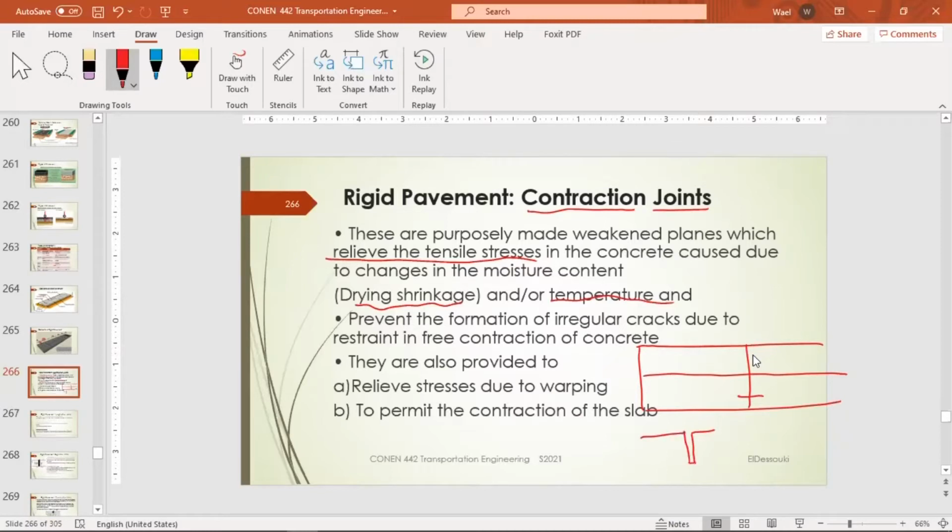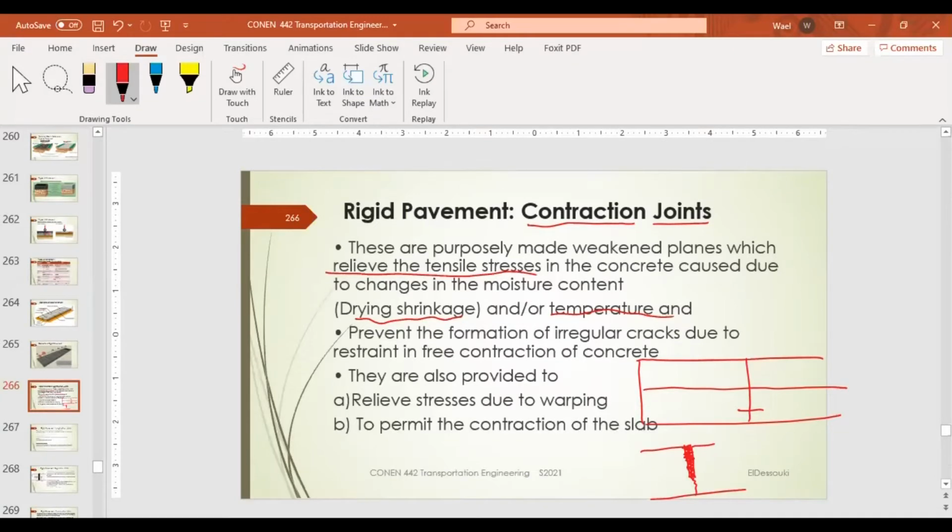After laying the concrete, we cut a deep groove, and this groove is filled with rubber material or bituminous material to seal it. When the concrete starts shrinking or drying, it creates a crack here. So these are the contraction cracks. If there's a thermal change, the joint takes care of that.